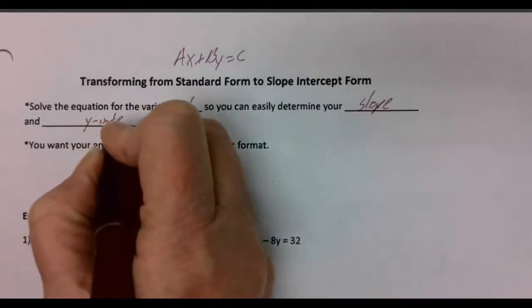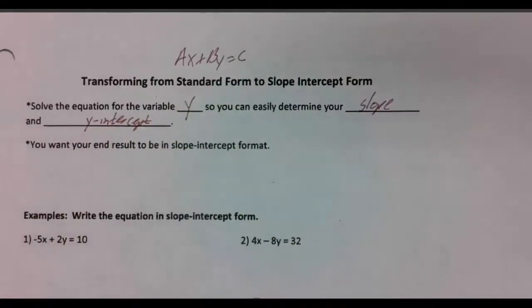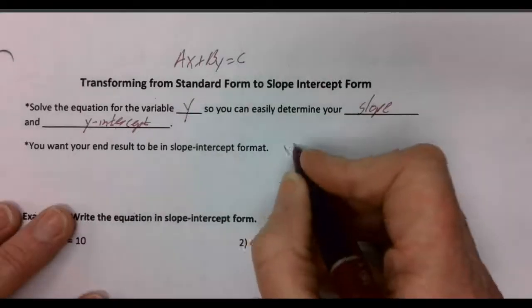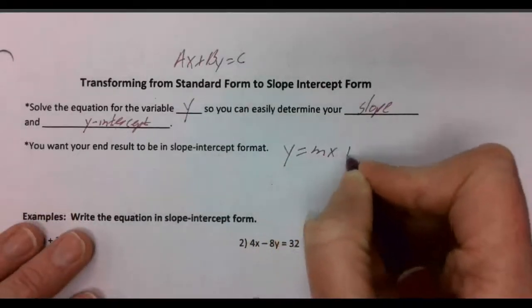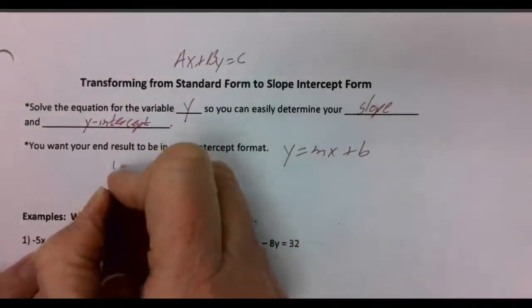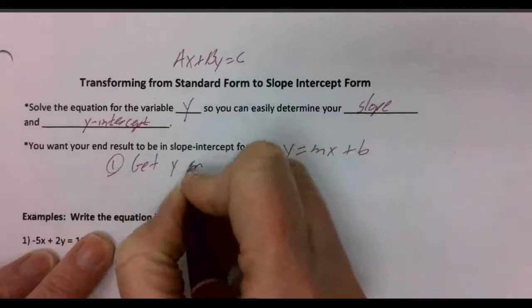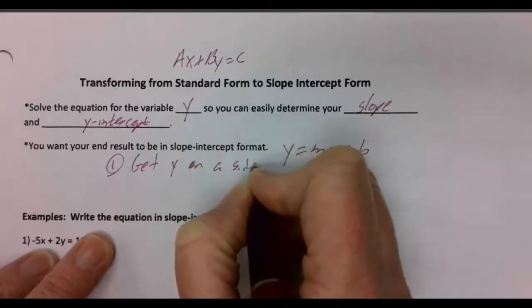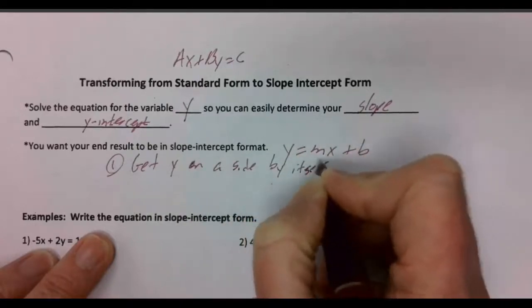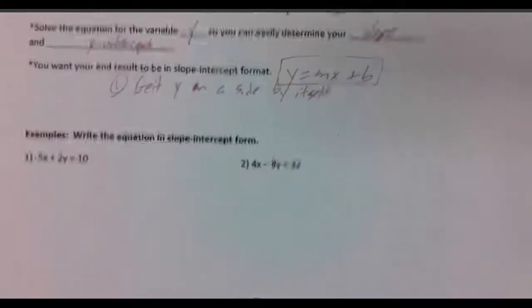So the reason we want to do this is because it makes it much easier to graph if we have it in slope-intercept form. And you want your end result to be in slope-intercept form. So y on a side by itself. That's our whole goal, to get y all by itself. Okay, so that's all we're doing.